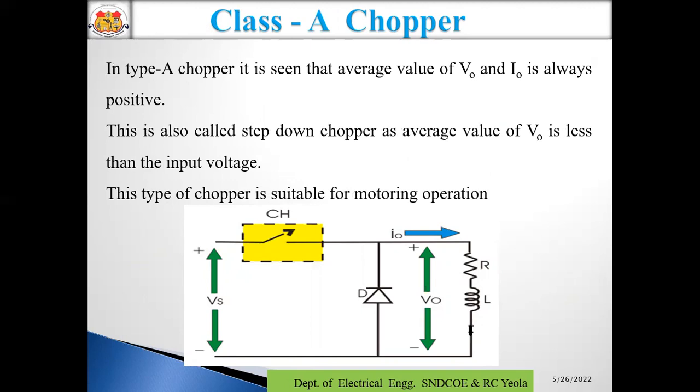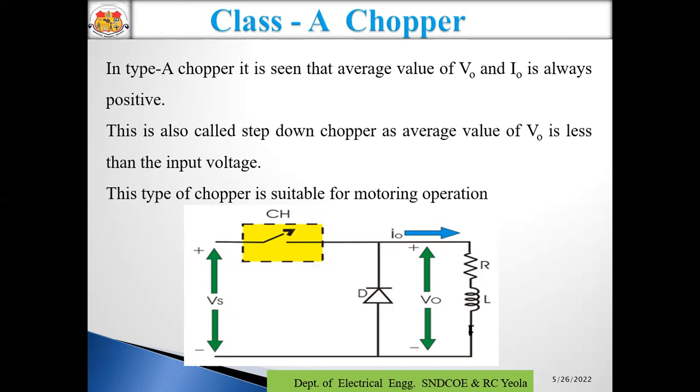In type A chopper, it is seen that the average values of output voltage V0 and current I0 are always positive. This type of chopper is also called a step down chopper. As we already discussed the detailed function of the step down chopper, it is classified into the category of class A chopper. In the step down chopper, as the average value of output voltage is less than the input voltage, this type of chopper is suitable for motoring operation.